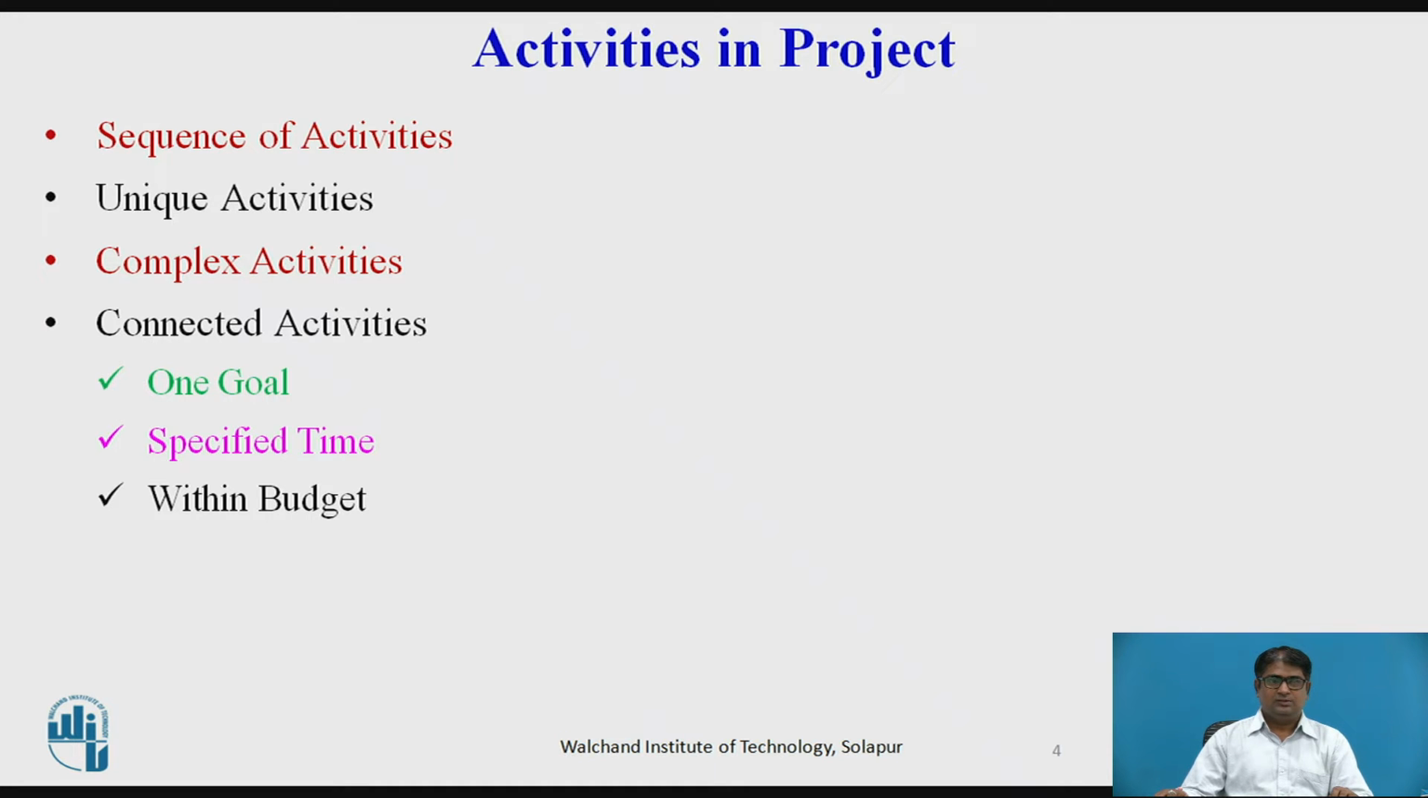Connected activities. The activities that make up the project are connected activities. Connectedness implies that there is a logical or technical relationship between pairs of activities. There is an order to the sequence in which the activities that make up the project must be completed. And they are considered connected because the output from one activity is the input to another. For example, you must design a computer program before you can program it.